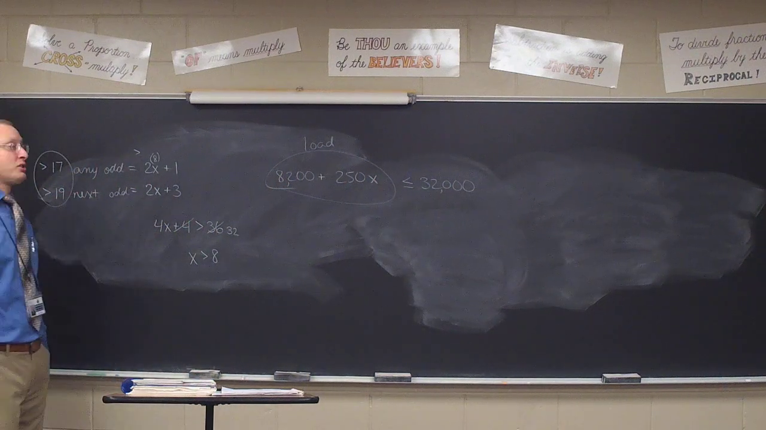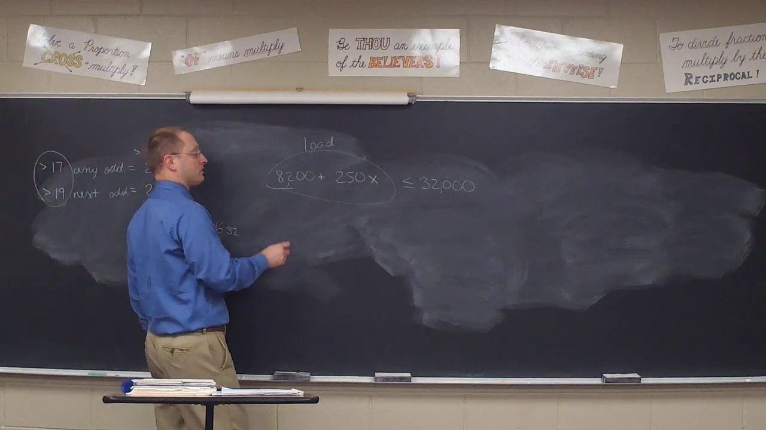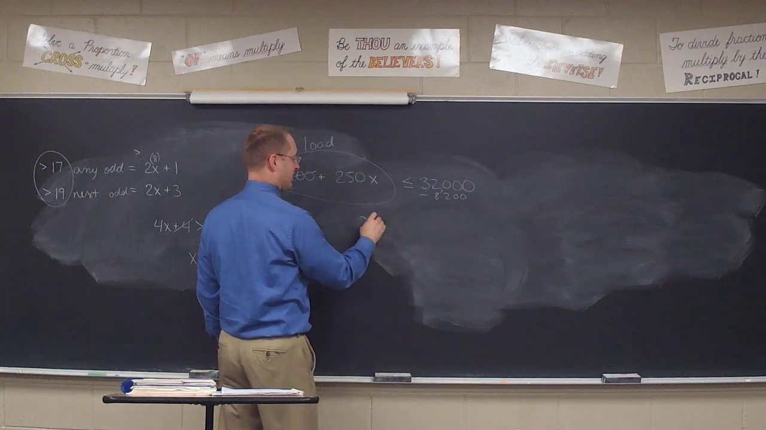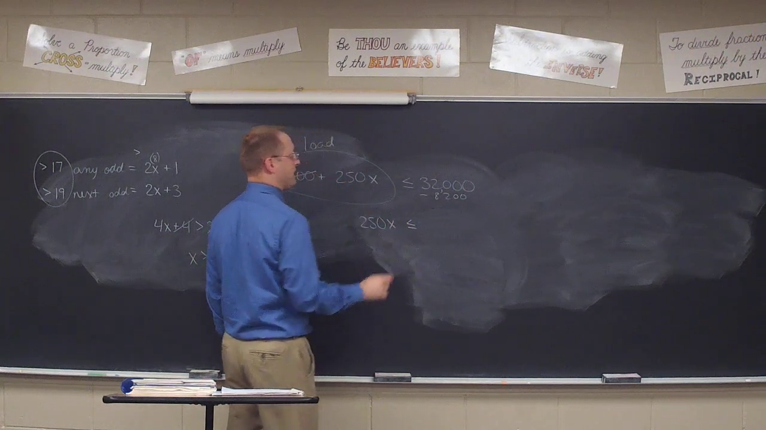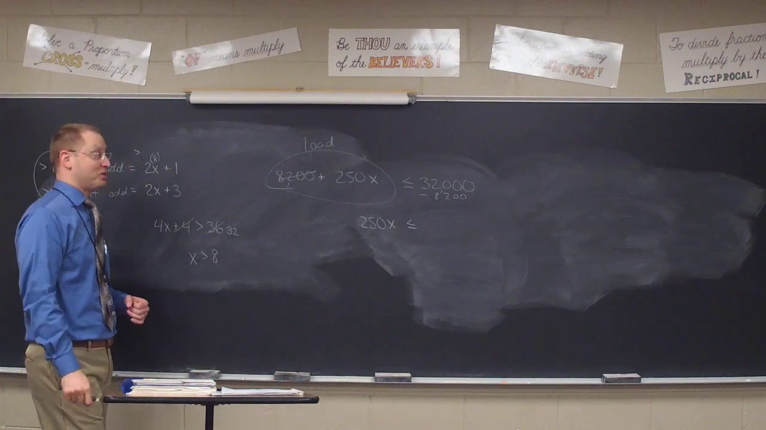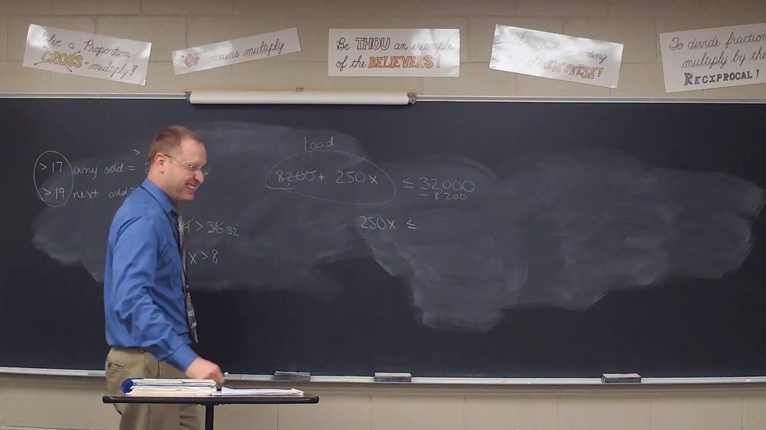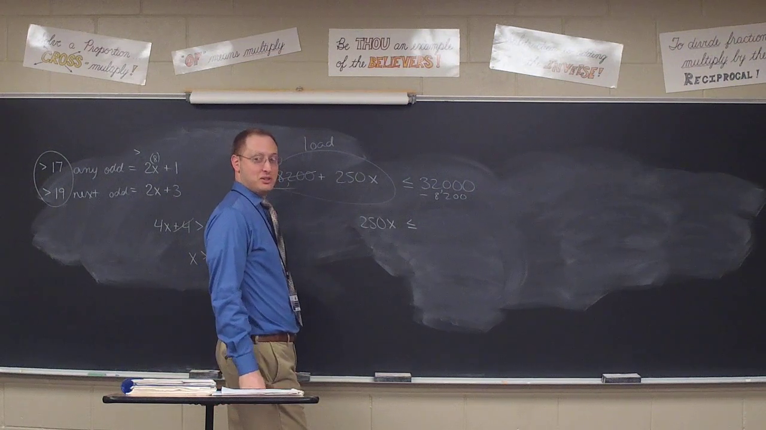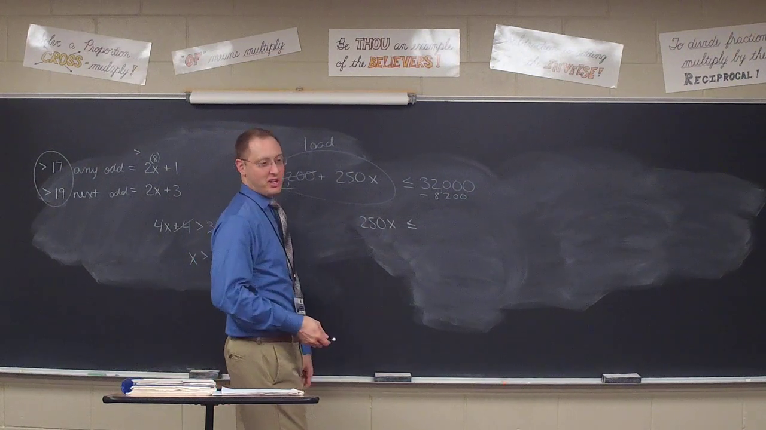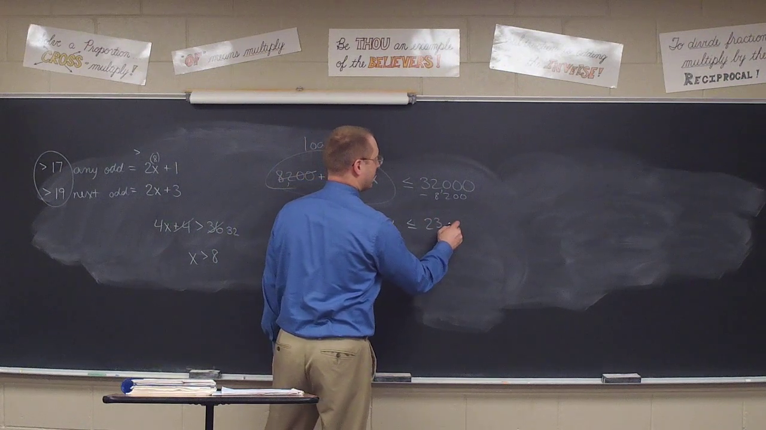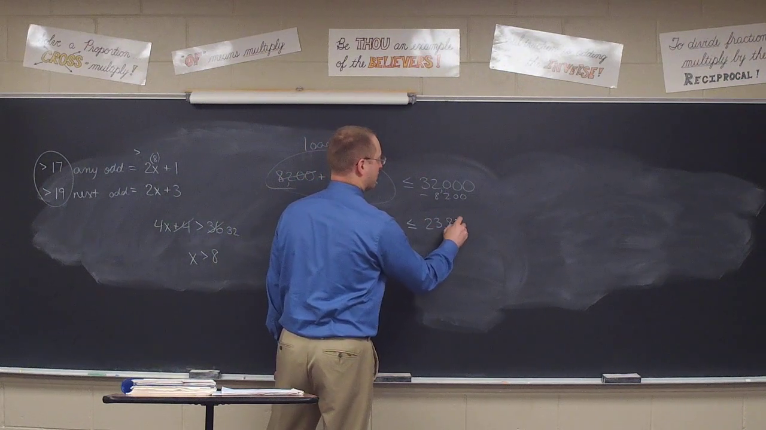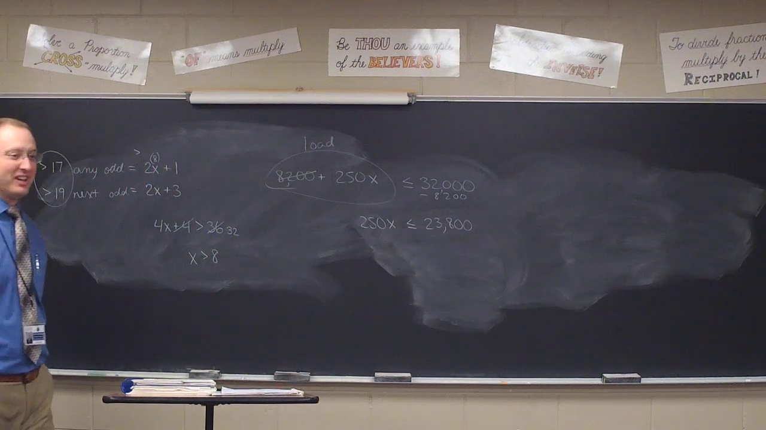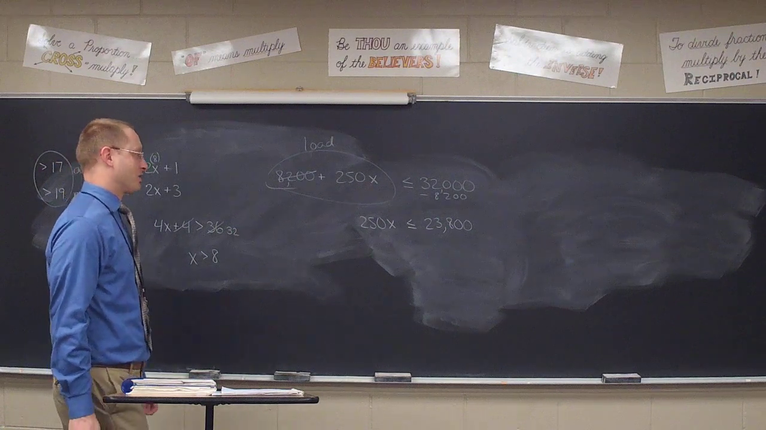So to solve, we got to do what here, Everett? We have to get rid of the 8,200, to get 250x is less than or equal to... Hold on. Does anybody got a calculator? Kyla also has the answer already. 238,000? How about 23,800? Use your commas. 23,800. Oh, I had an extra zero. Uh-oh. Yeah, we don't want extra zeros.